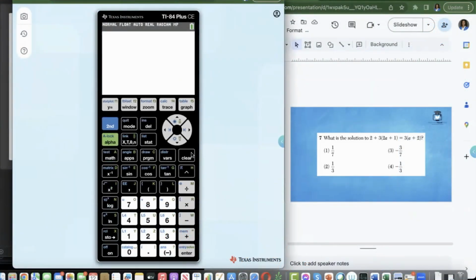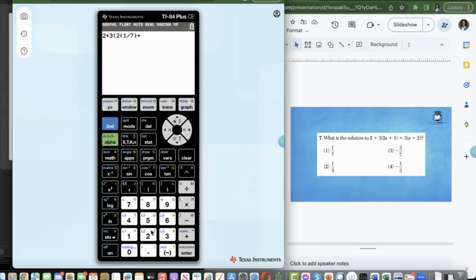So let's say you wanted to test out these values. This is a bit cumbersome, but it is a way that you can go ahead and plug in values. So let's see, we have 2 plus 3, open parentheses, 2 times A, right? The first A value is 1/7. So we have 1 divided by 7.